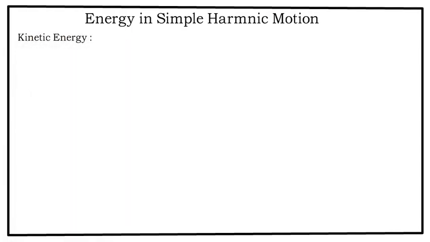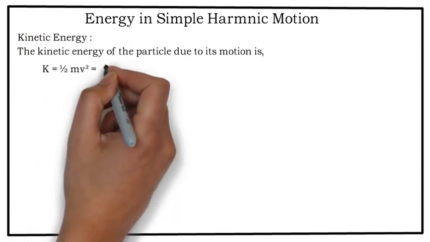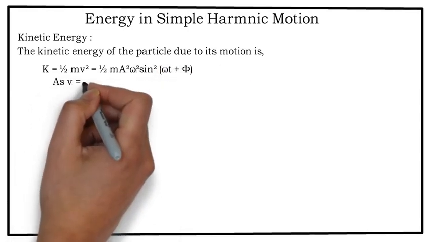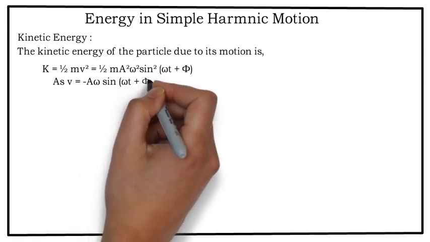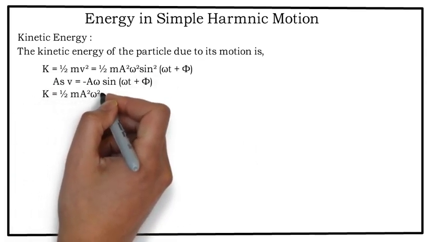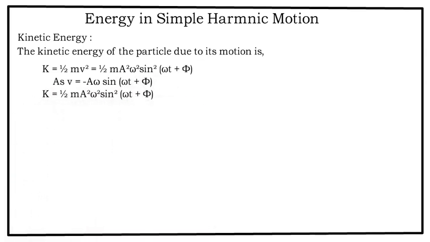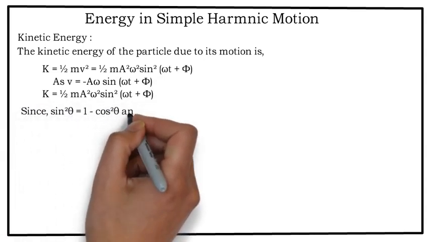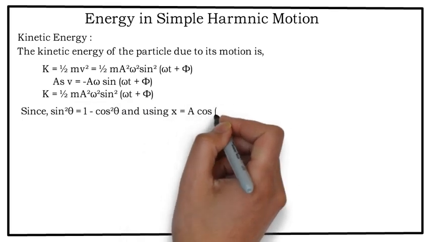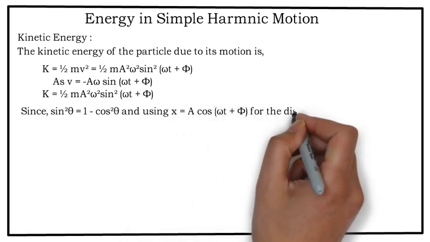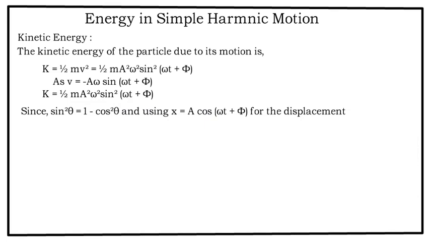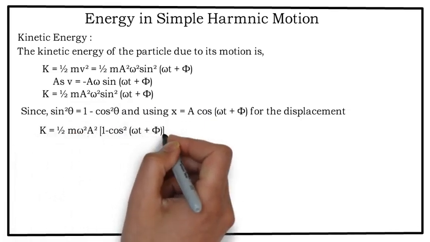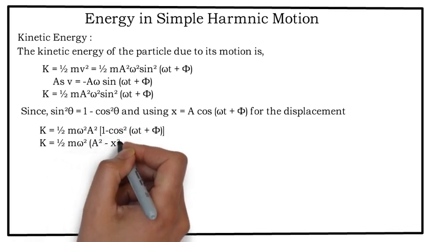Kinetic energy is equal to half mv square. So you know what v is equal to? A omega sine omega t plus phi. So it becomes half m a square omega square sine square omega t plus phi. Now sine square theta can be written as 1 minus cos square theta. So x is equal to a cos omega t plus phi for the displacement. K is equal to 1 upon 2 m omega square a square 1 minus cos square omega t plus phi.